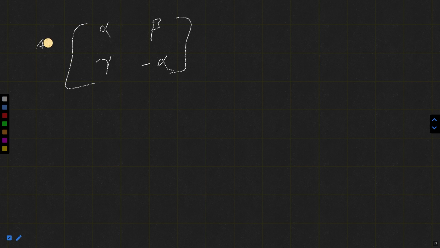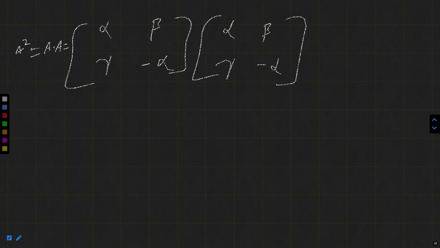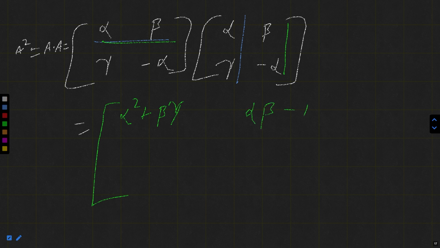Now I have to find what? A square. A square means A multiplied by A. This means this matrix is going to multiply with itself. So I'm going to multiply, quite simple. The first row is multiplied with the first column: alpha square plus beta gamma. Now this row will multiply with the second column: you will have alpha beta minus beta alpha.